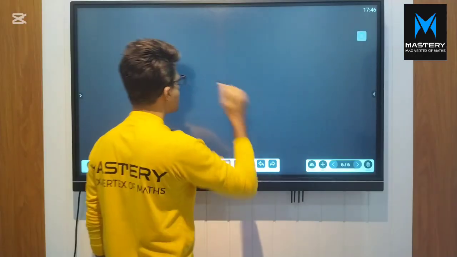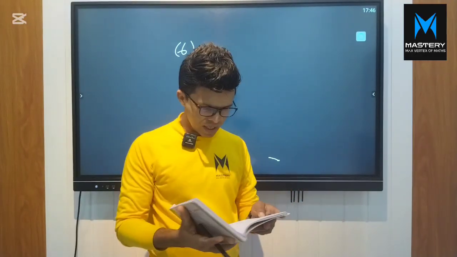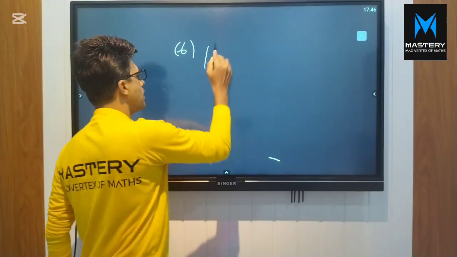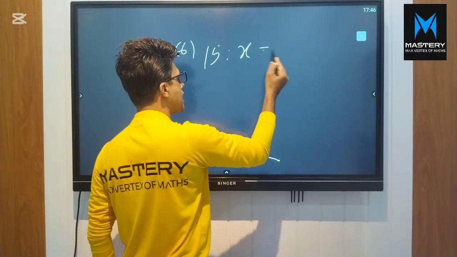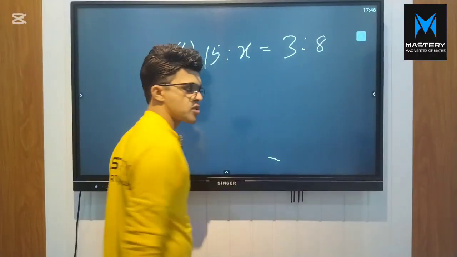Okay, sixth question. How can you get the answer of the sixth question here? It has given this relation, 15 to x equals 3 to 8. Really, how can you do this type of relation?